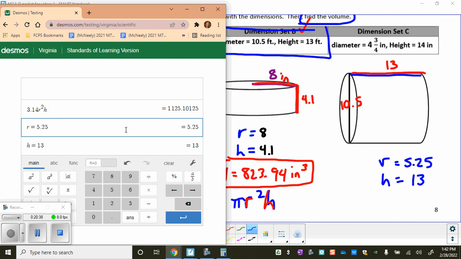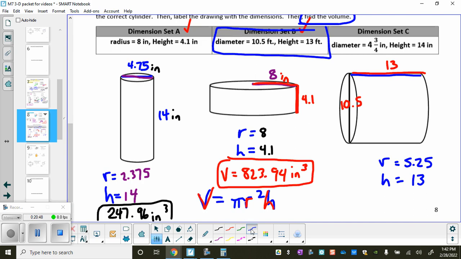All right, cool. So the volume of this cylinder is 1125 point. And then see how I've been going to the nearest hundredth? So 1125.10. And this was cubic feet because these were labeled feet. So 1125.10 cubic feet.